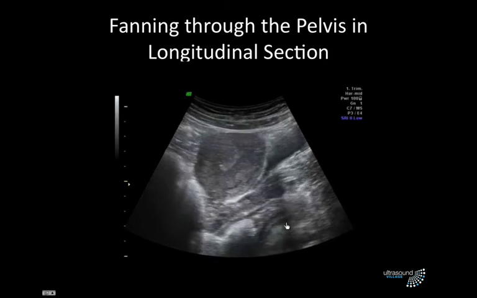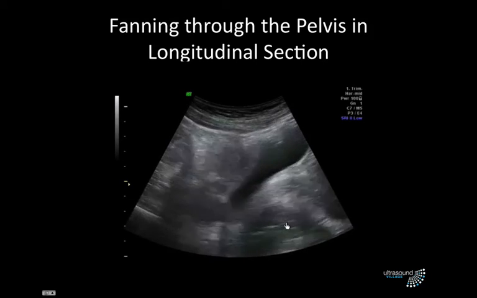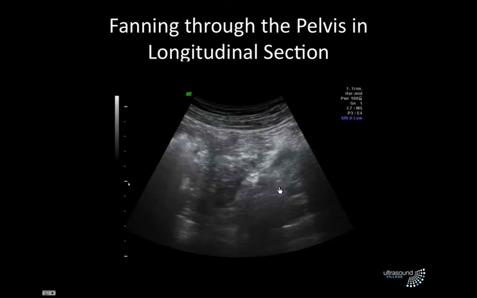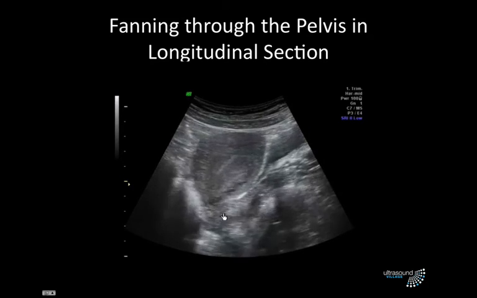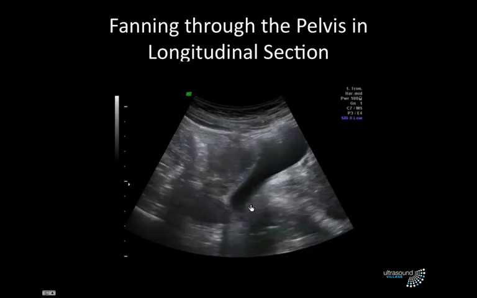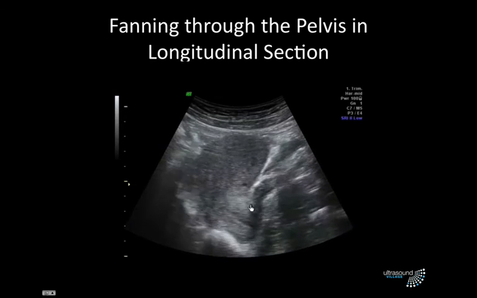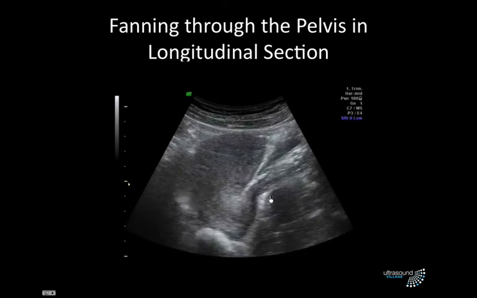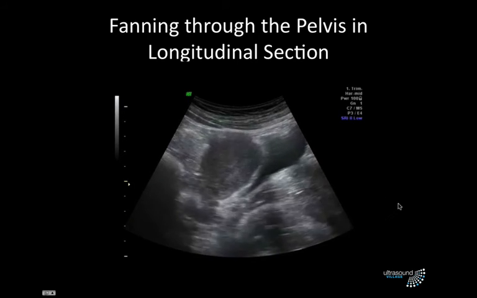This is doing exactly the same thing, but this time with an empty bladder and an anteverted uterus. So here we are. We start on one side, you fan through vagina, uterus, right through to the other side, you see, and then back again. That way you can see if there's any pathology anywhere in the uterus. You're not just taking one picture.